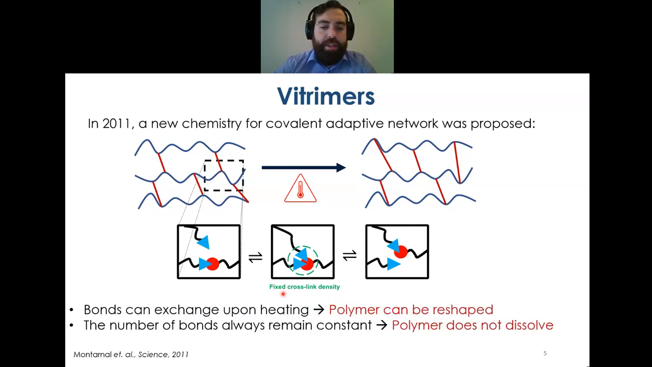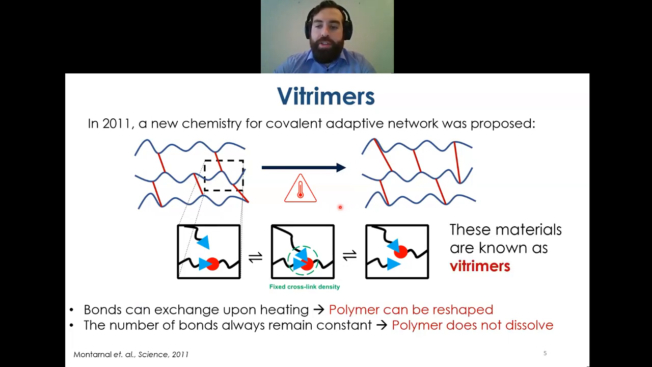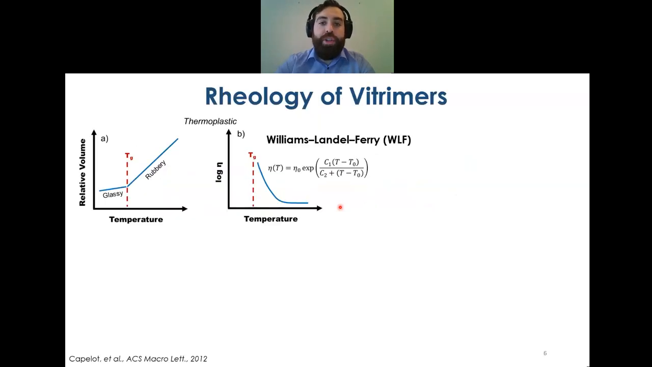And because of that, the polymer can be reshaped upon heating due to the dynamics of this bond exchange mechanism. But since the number of bonds remains constant, the polymer does not dissolve in solvents and can keep the same mechanical properties that we're looking for in a thermoset network. These materials are known as vitrimers, and they show really interesting rheology.